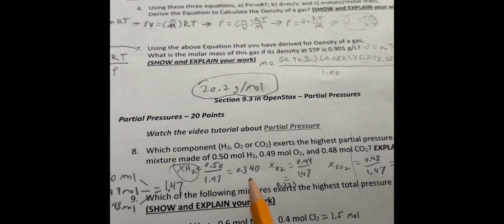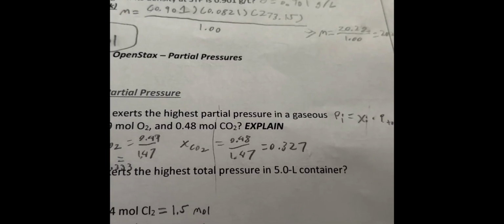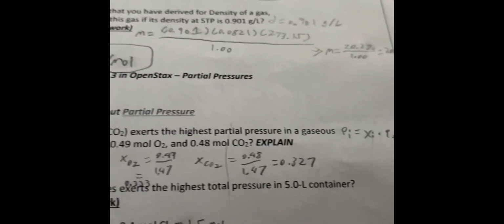And to find the mole fractions here, we divide the number of moles by the total moles. So it'll be 0.50 over 1.47, which comes out to be 0.340. And for O2, it is 0.49 over 1.47, which comes out to be 0.333. And for CO2, the equation is 0.48 over 1.47, which comes out to be 0.327. So essentially, the hydrogen gas exerts the highest partial pressure with its value at 0.340.